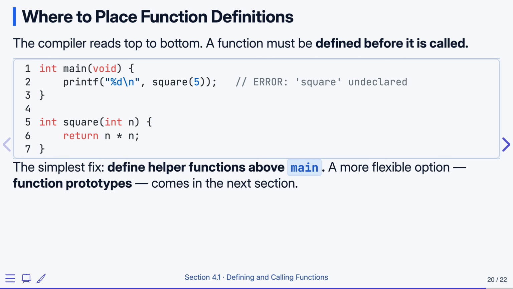The simplest fix is to define all your helper functions above main, so the compiler has seen them first. That is what all our examples have done. There is a more flexible option, function prototypes, and you will learn about those in the next section.